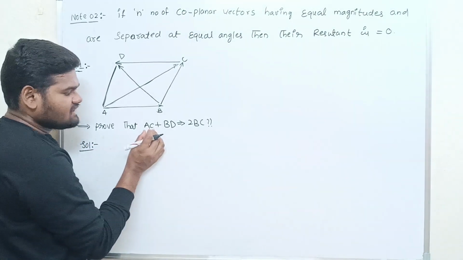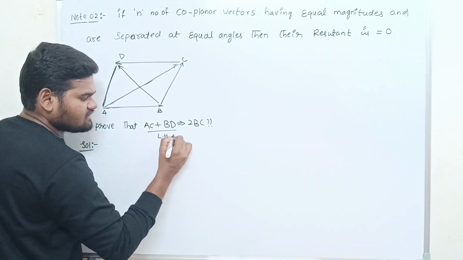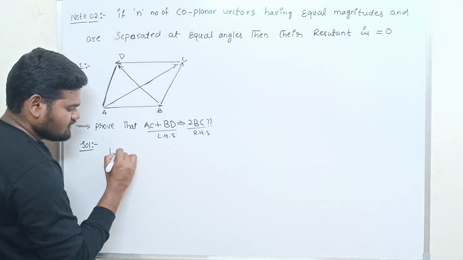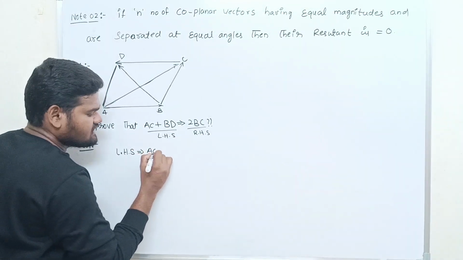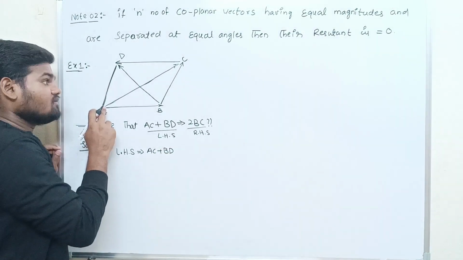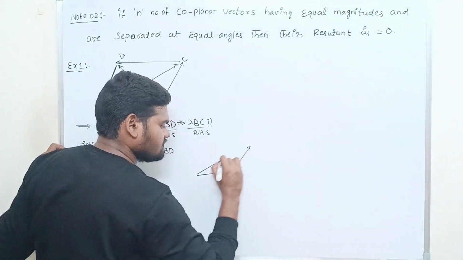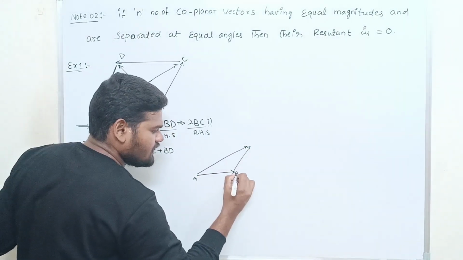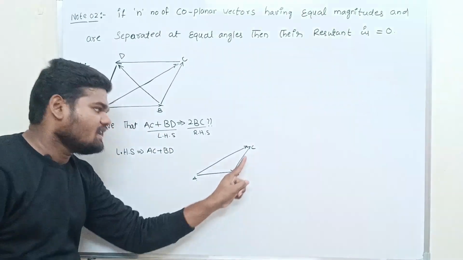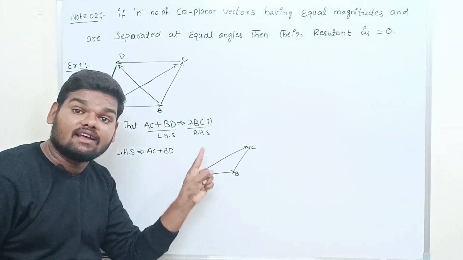I'm going to solve it. What they are asking is AC plus BD is equal to 2BC. So let us consider this as the LHS and this as the RHS. I'm taking the LHS. What is the LHS? AC plus BD. From the given diagram, what is AC? Have a look, the diagram is like this: A, B, C. So AB, BC, these two are in order. AC is in reverse order.